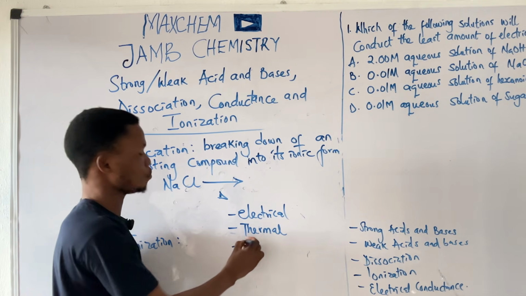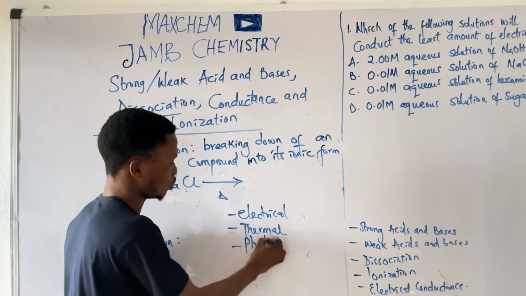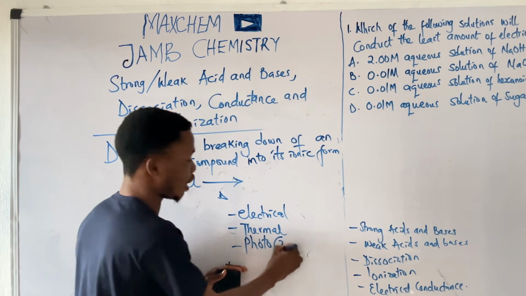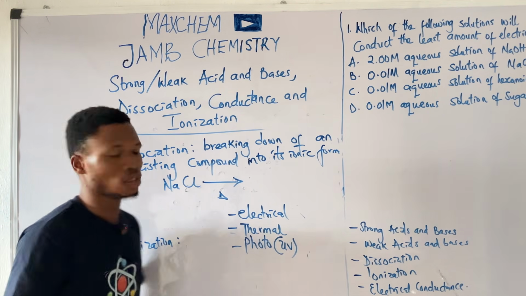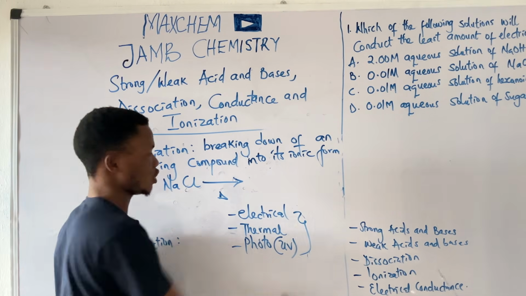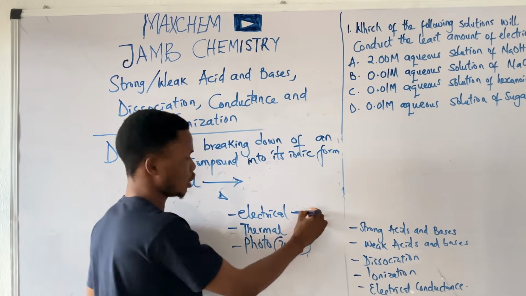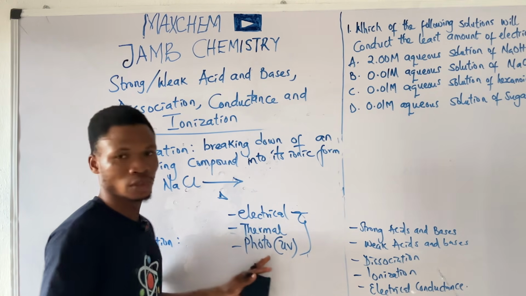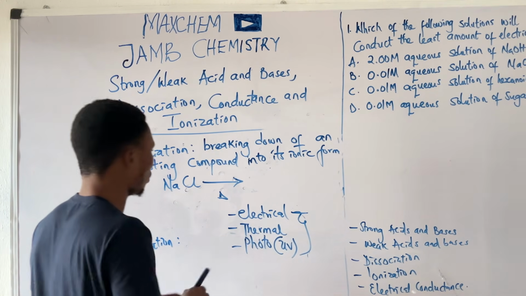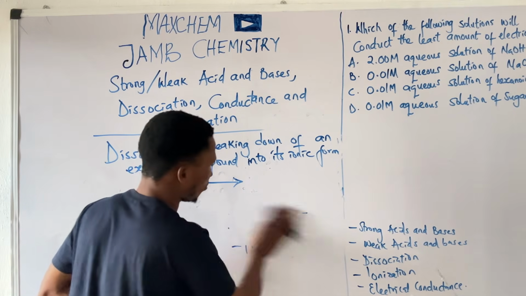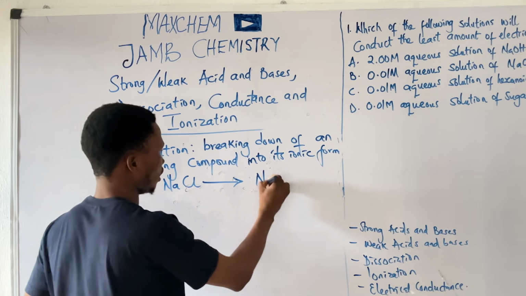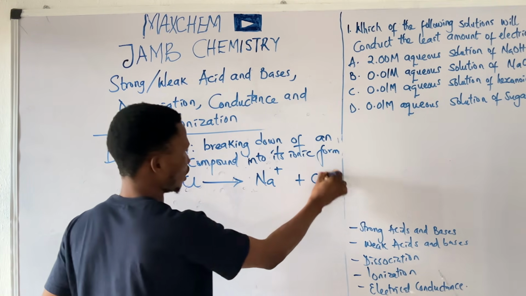We have photodissociation. That is the application of light. All right, so these are just the types of dissociation. This one is due to electricity. This is due to heat, and this one is due to light. All right, so let's say this compound dissociates. So you have Na+, then Cl-.